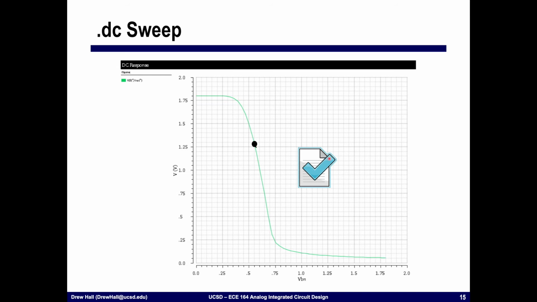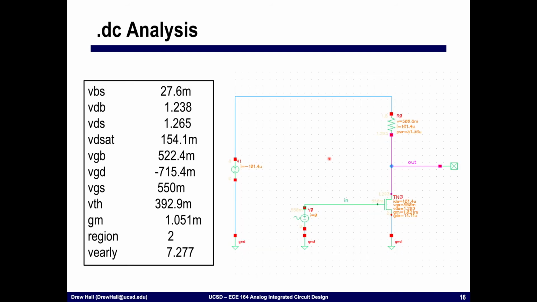In addition to that, we can also look at the DC operating point. I can annotate it on the schematic, or I can print the DC operating point of this transistor. This is a good thing to learn how to do. Sometimes it takes a little bit to read and understand what all of these different parameters mean, so I'll just spend a second and explain what's going on here.